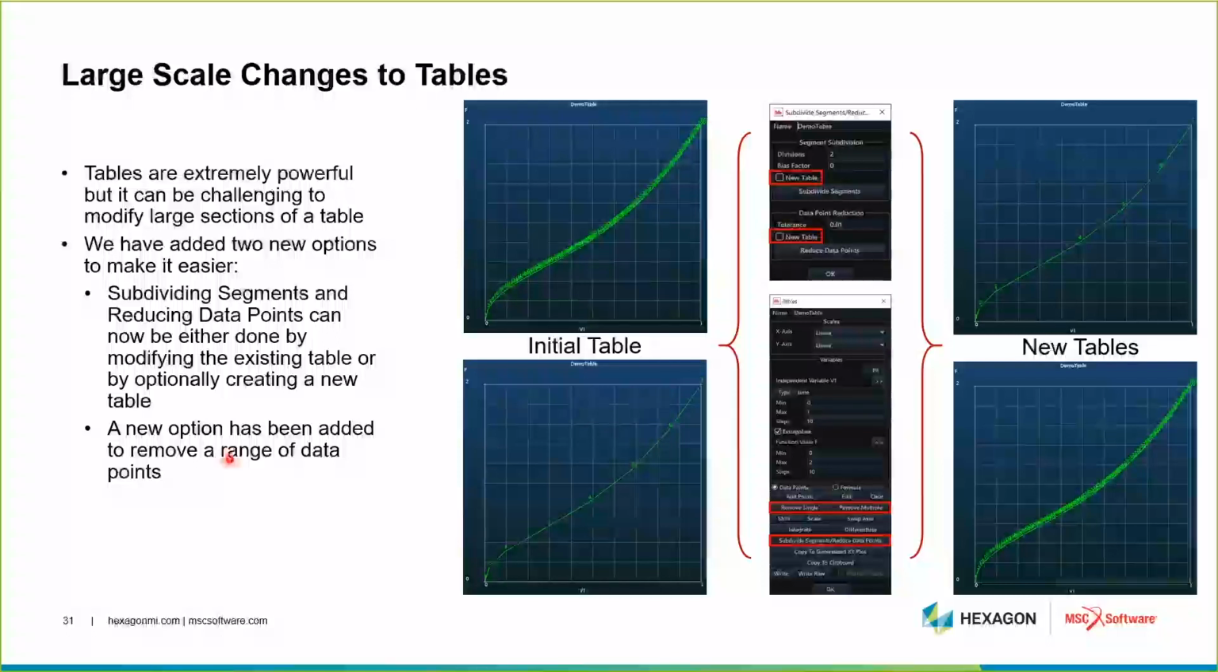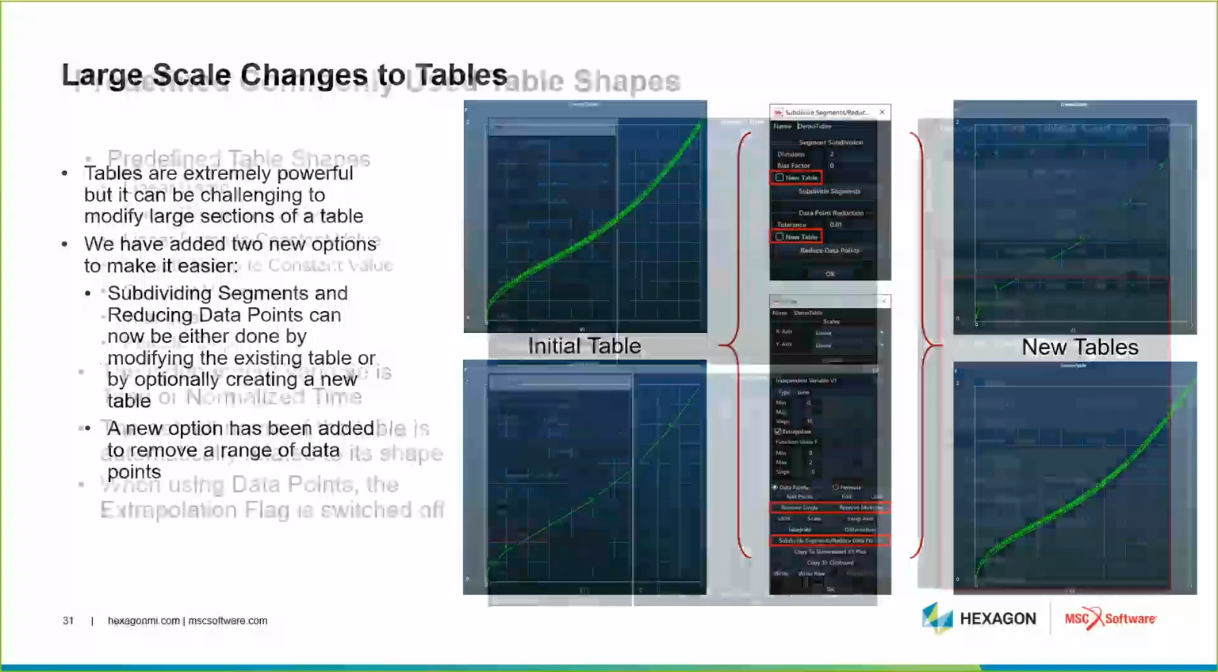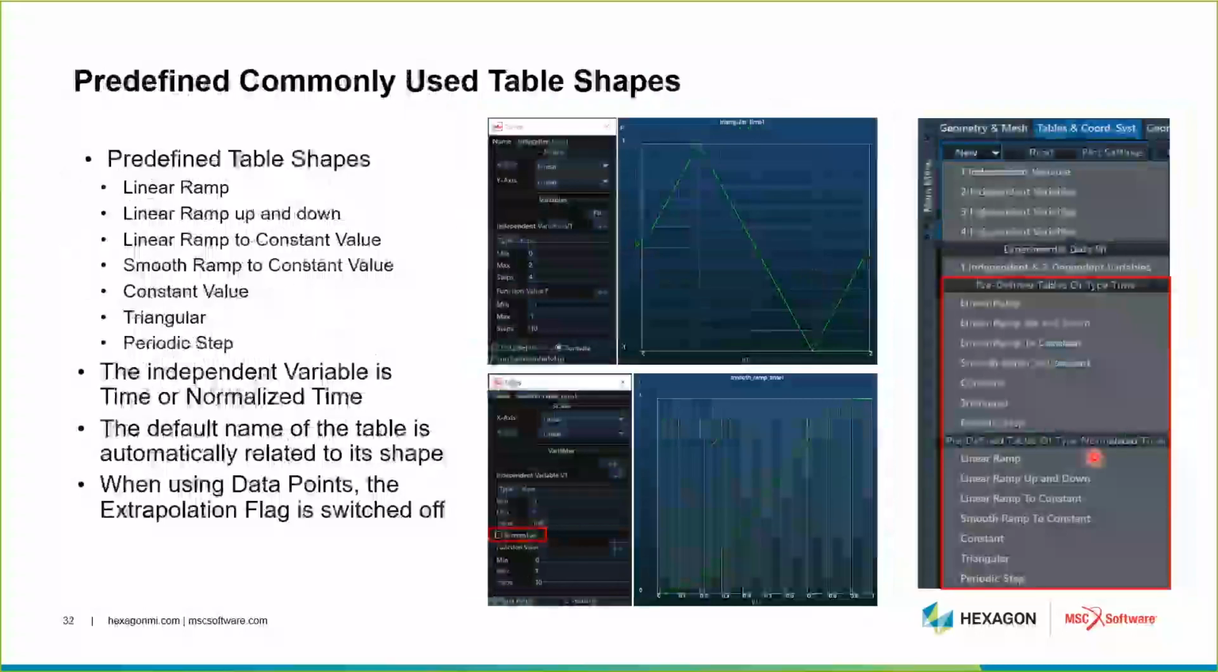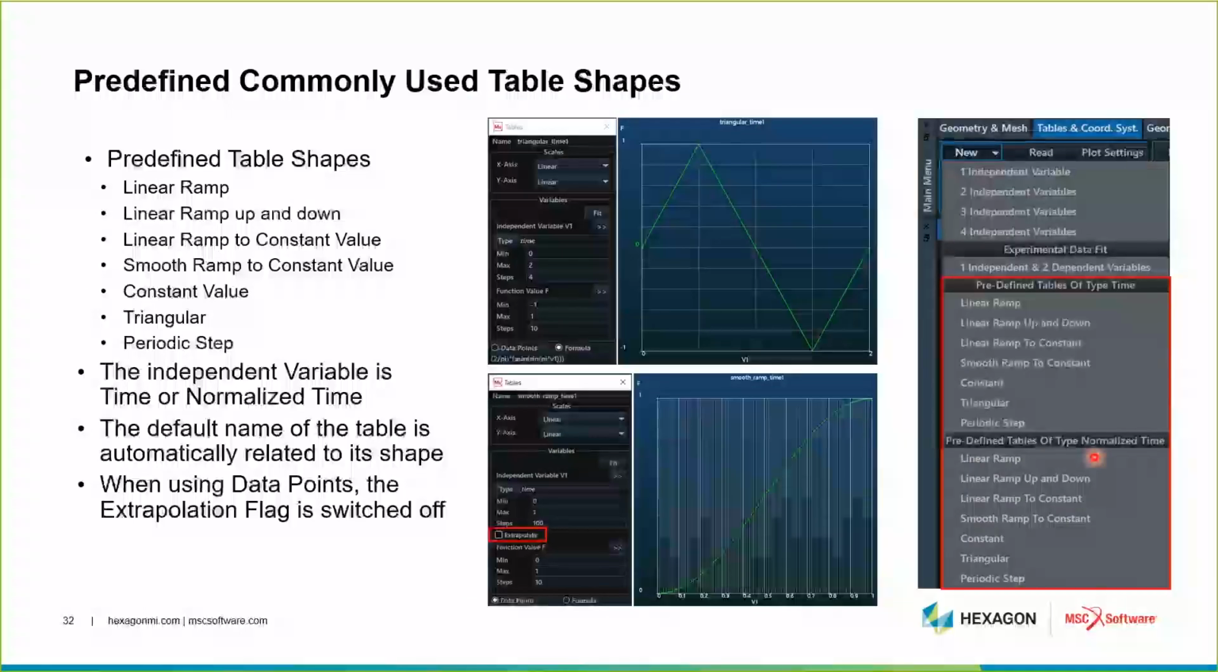And the other thing we did is improve the option to remove a range of data points. Again, it makes it easier to work with a heavily populated table. Oh, I apologize for that. That is my plug came out. Okay. And so we have this new option to remove a range of data points.